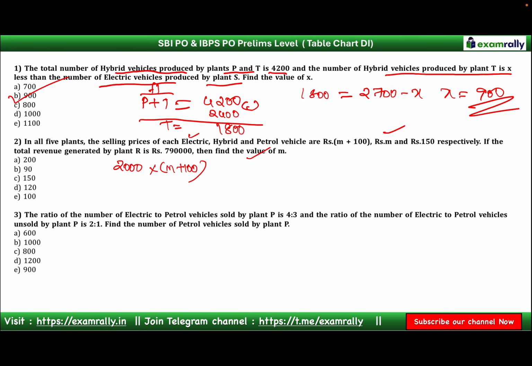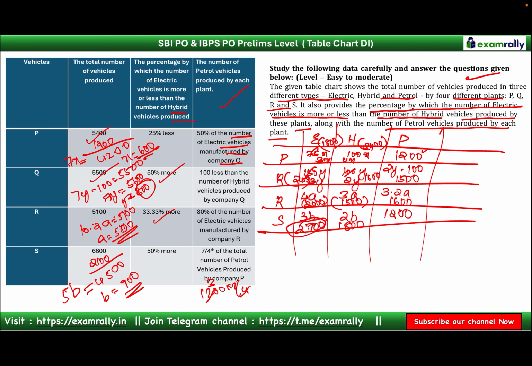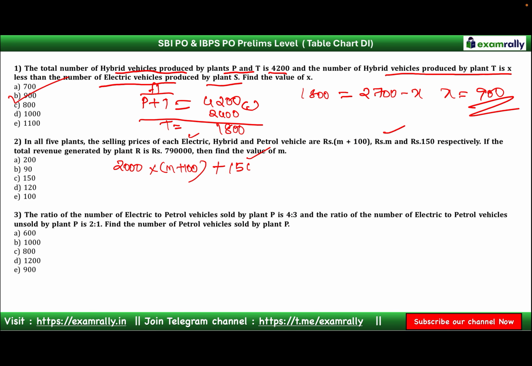They given here the total revenue generated by selling all the 3 types of vehicles. Plus, see how much is for hybrid. In case of R, it is 1500. Hybrid 1500 into M, and for petrol it is how much? 1600. So 1600 into 150 will be equal to 7,90,000. Okay, 7,90,000. Got it. See here, you can get an easy value, 16 into 16 is 256, you know, a perfect square.